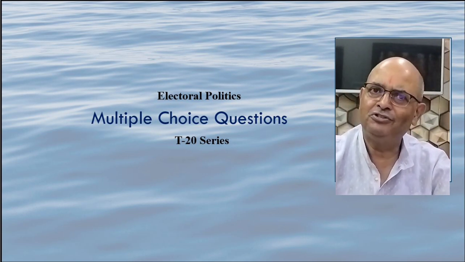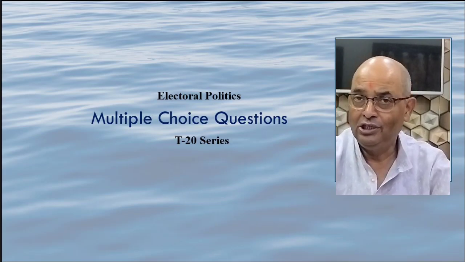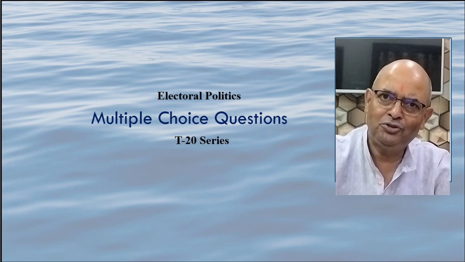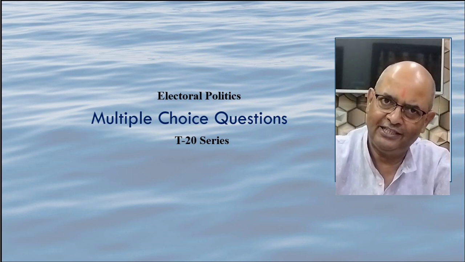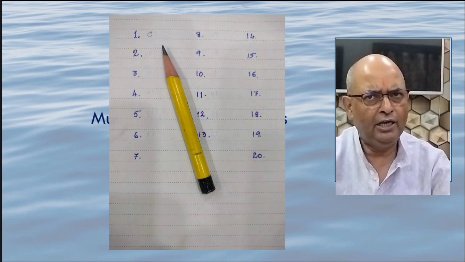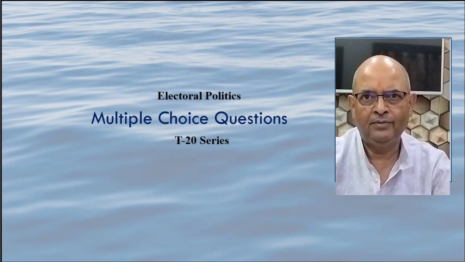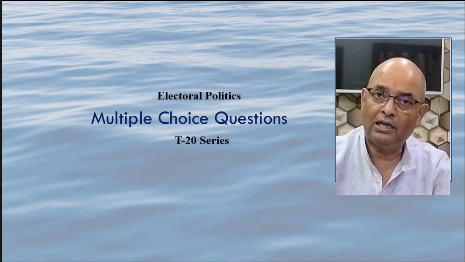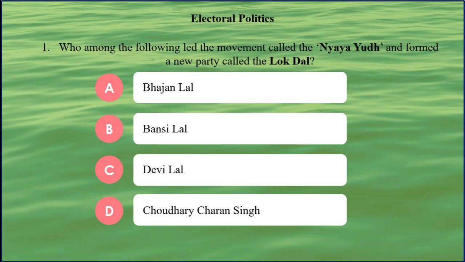This is a part of the T20 series where you will practice 20 MCQs. Today's topic is Electoral Politics. I will be showing you 20 MCQs one by one at an interval of 10 seconds. All you have to do is take a pencil and paper like this. As you read the question, write the correct option on the paper immediately. At the end of question number 20, I'll come back with the answers. Okay, so you start doing the questions now.